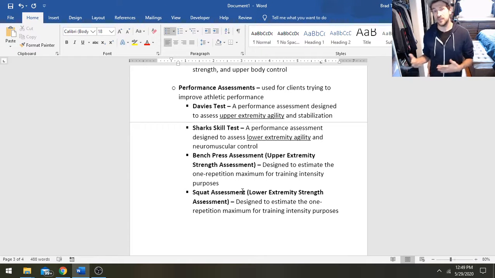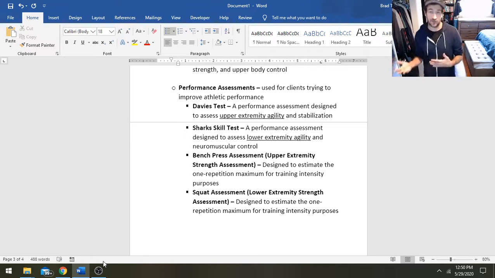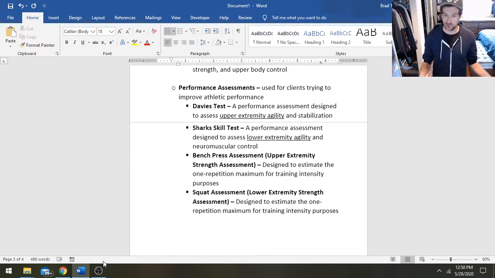Then we've got strength assessments, which are going to be used to help us determine what weight to give our client while they are actually exercising. So we can use this to determine their percentage of 1 rep max. You've got your bench press assessment, which is an upper extremity strength assessment, and your squat assessment, which is a lower extremity strength assessment. Both of those are going to be used to help us determine your client's weight during the workout. If you're trying to lift at 80% of their 1 rep max and their 1 rep max is 100 pounds, you're going to have them lift 80 pounds, right?